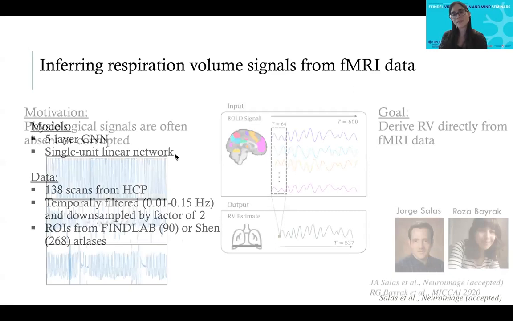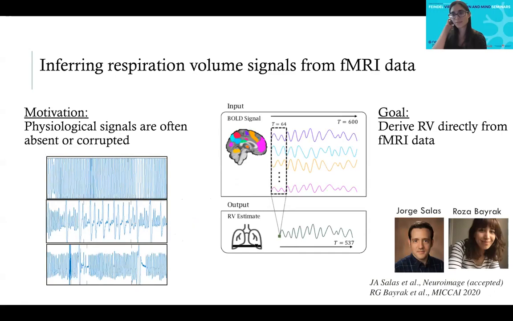One of the important points about how this particular model operated is that we did this in a sliding window fashion. We used a chunk of input BOLD signal data to predict the center point of the RV estimate, and then slid that over one window at a time so that we can build the whole RV signal. It's adaptable to different lengths of data as well.